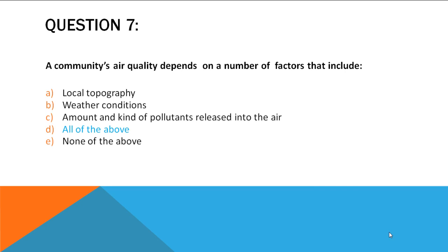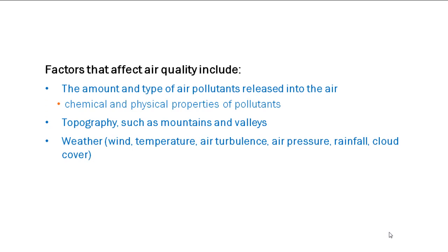So a community's air quality depends on the topography, what the area is like, the weather conditions, of course, whether it's hot and sunny. You saw earlier that the heat contributes to the formation of ozone. It also depends on the amount and kind of pollutants released into the air. And here we go.